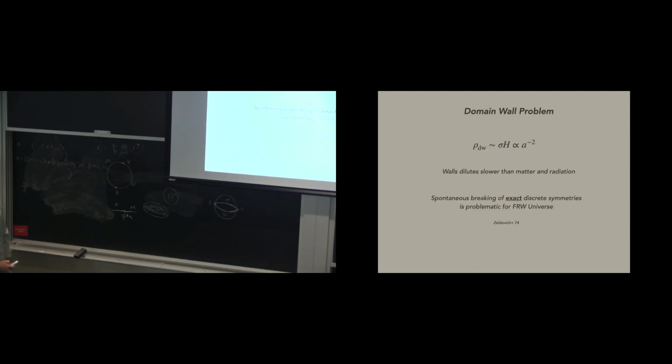And now, of course, going back to your question, this is a problem, because if you do have a fixed number of domain walls per Hubble patch at each epoch, then you simply get this prediction that the energy density in the walls grows rapidly compared to the background. In particular, it dilutes only as a to the minus 2, versus, of course, a to the minus 3 for matter and a to the minus 4 for radiation. So this is what's known as the domain wall problem, pointed out by Zeldovich already many decades ago.